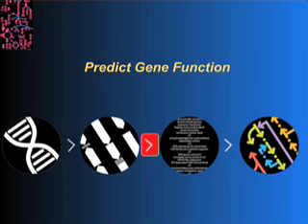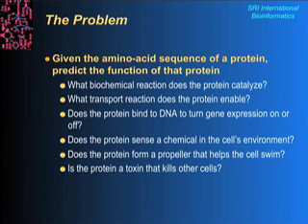Okay, but returning to this question of how do we analyze genomes, after we run a gene finder, the next thing that's run is programs to predict the functions of genes. So here's the problem. Given the amino acid sequence of a protein, it's trivial to go from the DNA sequence to the sequence of the protein. We just translate according to the genetic code. But given the amino acid sequence of a protein, can we predict the function of that protein?